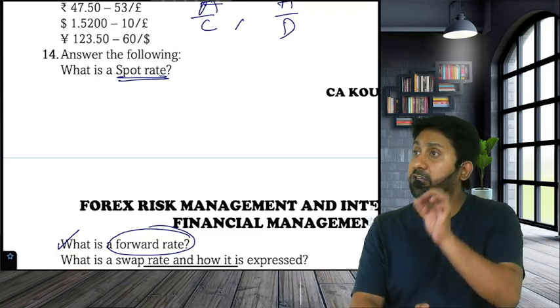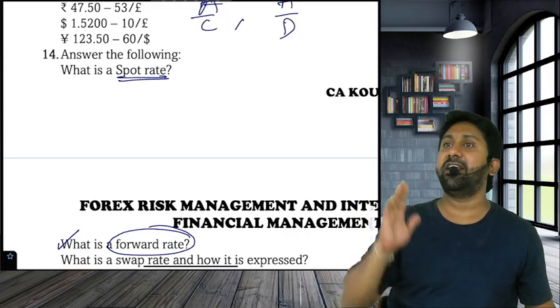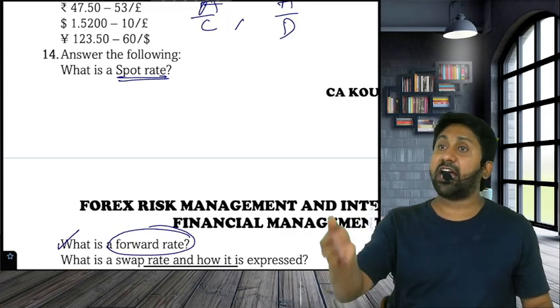But actual forwards are given by the bankers. No theory will be there for them. Those are called actual forwards.